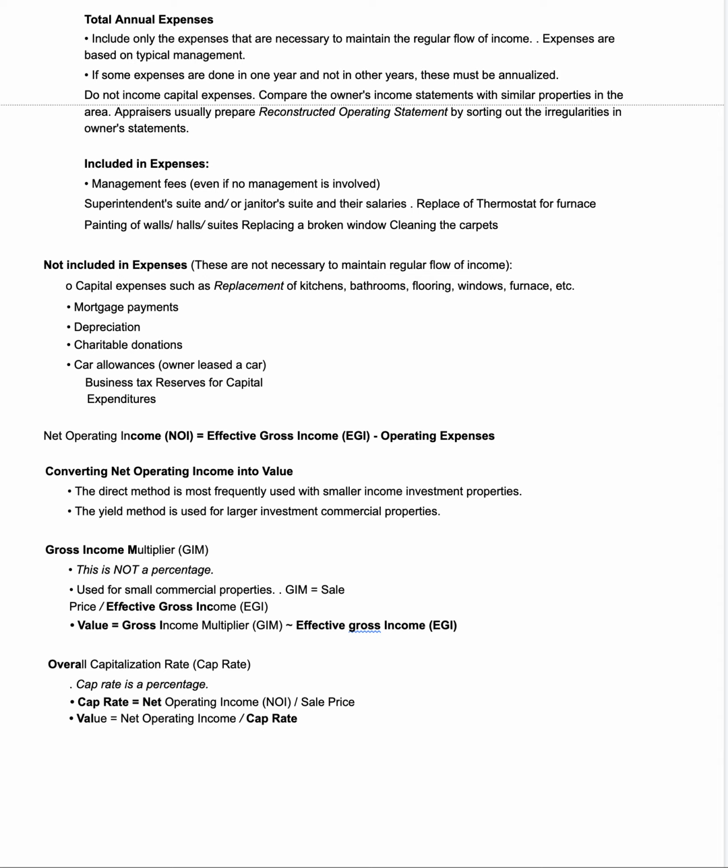In the five steps of the income approach, the appraiser needs to reconstruct the income and expenses in a statement for both the subject and the comparable property sales. In the direct method of capitalization, the gross income multiplier and overall capitalization rate are used. With this, we are done with chapter 10.